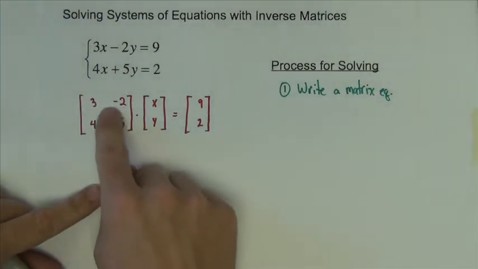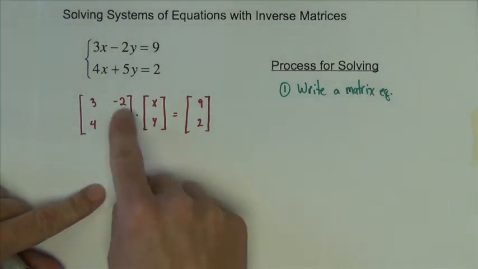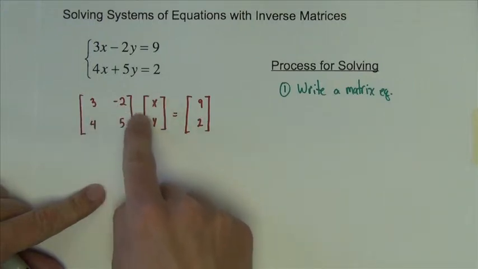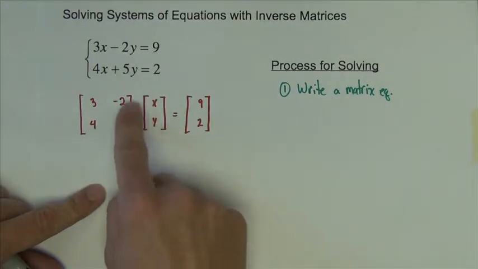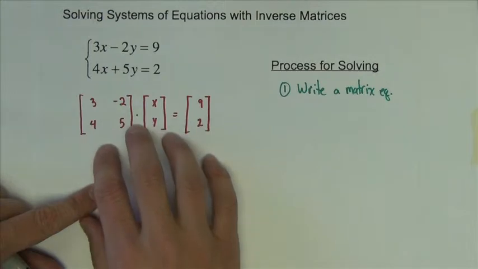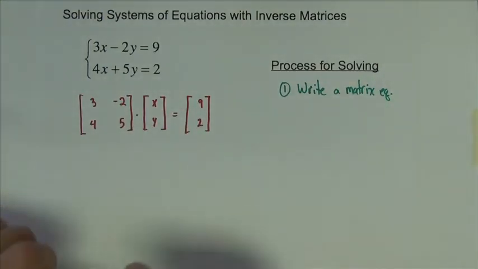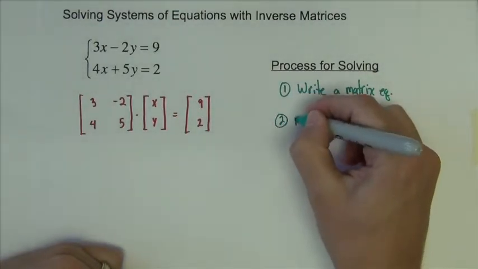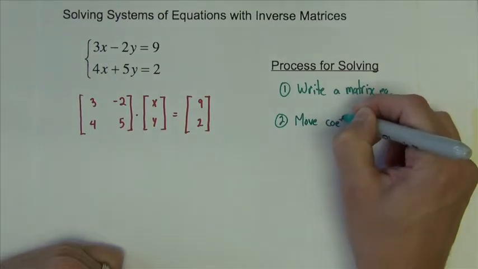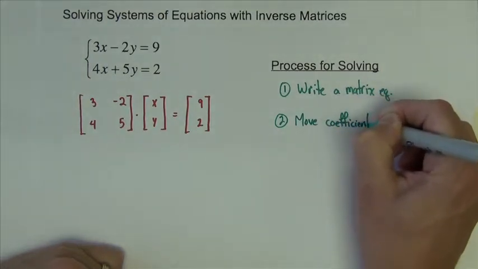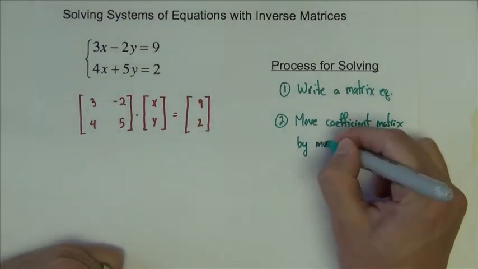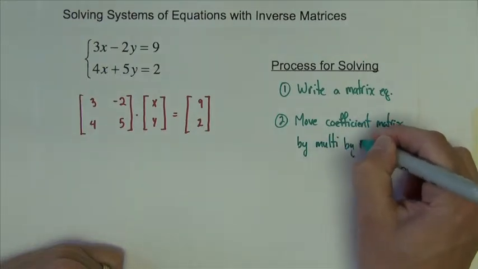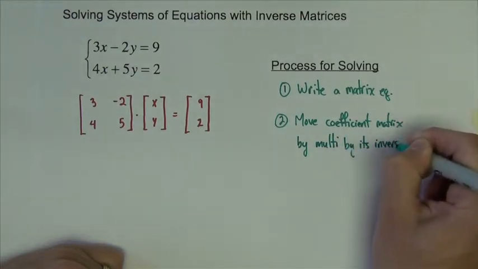If you were to multiply these, you would take this row times this column, so you get 3x minus 2y. That's the first equation. You get 4x plus 5y. That's the second equation. So this is perfectly valid to break it down like this in a matrix. Now you're going to move the coefficient matrix by multiplying by its inverse.